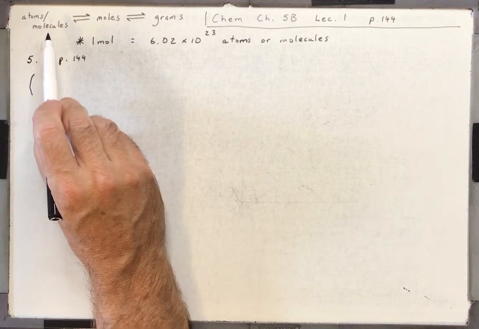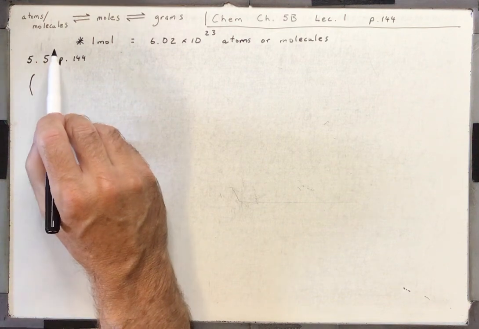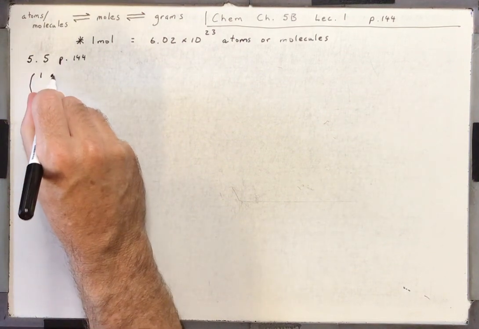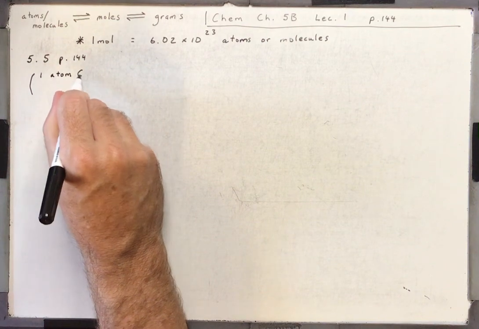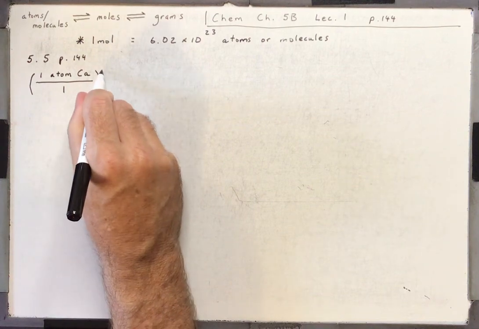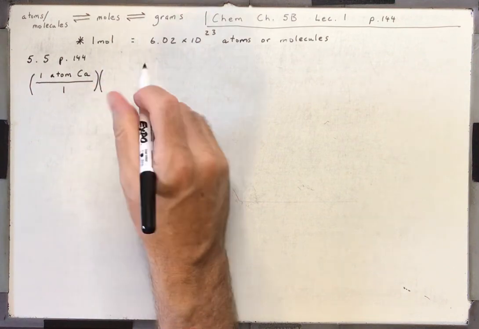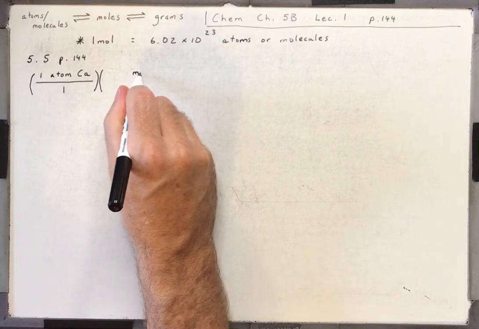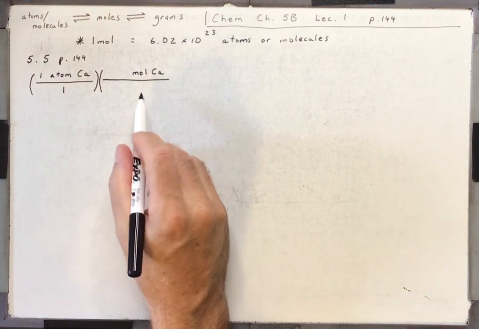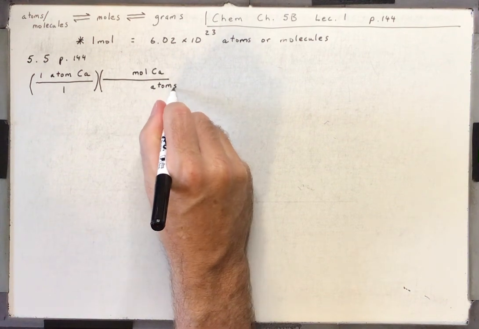It tells us that we've got 1 calcium atom. So we're starting here. We have 1 atom, and the symbol for calcium is Ca. We're going to put that over 1. Now, I'm trying to go to kilograms. First I have to go to grams, but I have to go through moles to get there. So we put what we want to go to on top, moles of calcium, and what we want to cancel out on bottom, and leave a little space here, atoms of calcium.